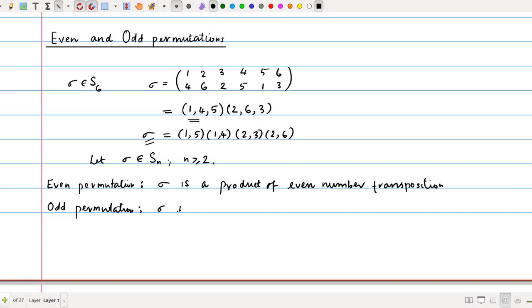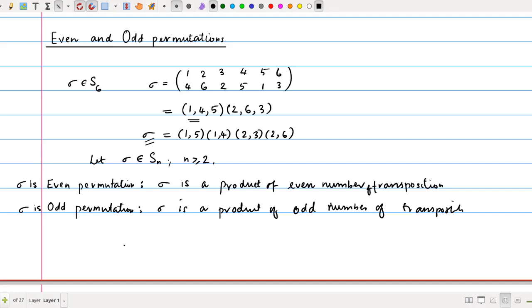The definition of an odd permutation is that sigma is an odd permutation if sigma is a product of an odd number of transpositions. So this is the definition of even permutation and odd permutation.